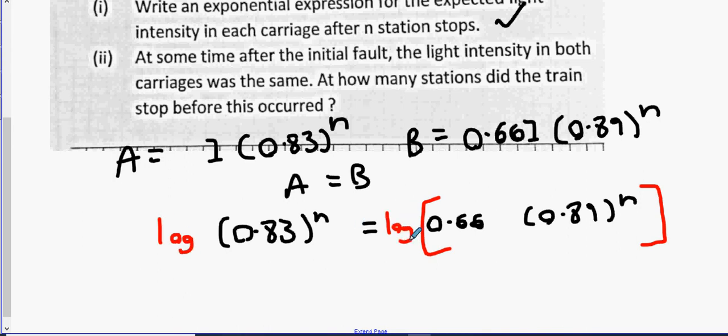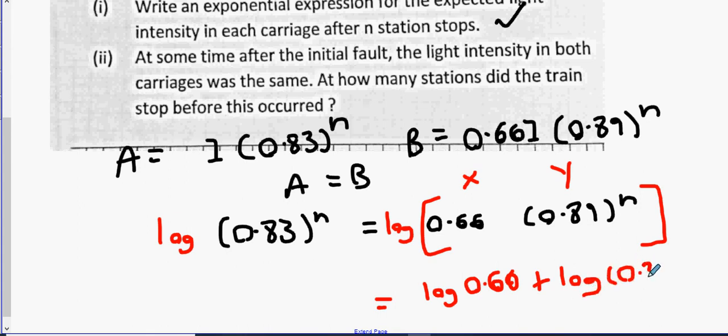Now, does anybody remember what log xy is again? Log x plus log y. So log 0.66 plus log 0.89 to the power of n. Everybody cool with that? Anybody care to tell me what my next step should be?